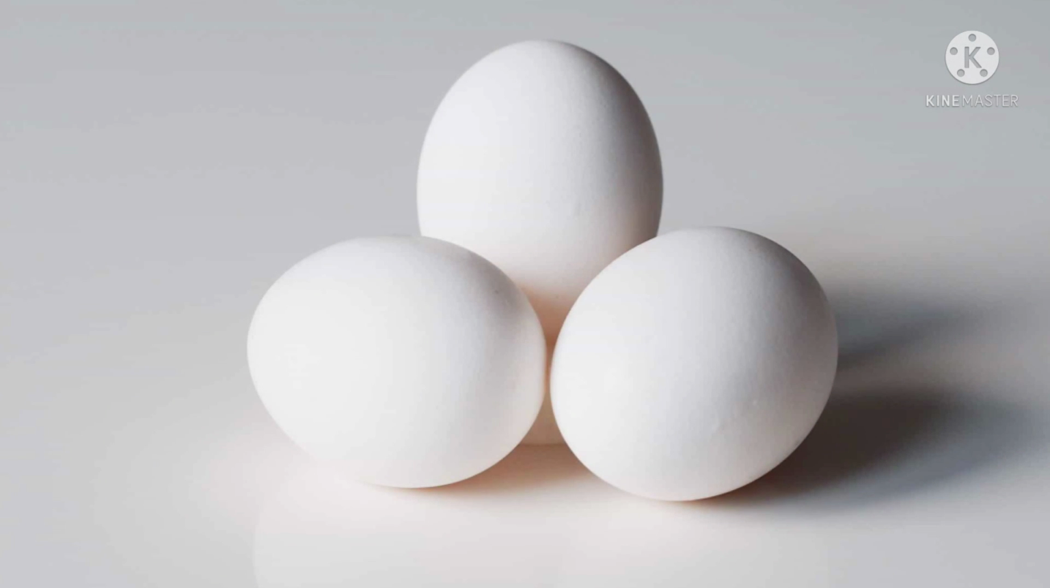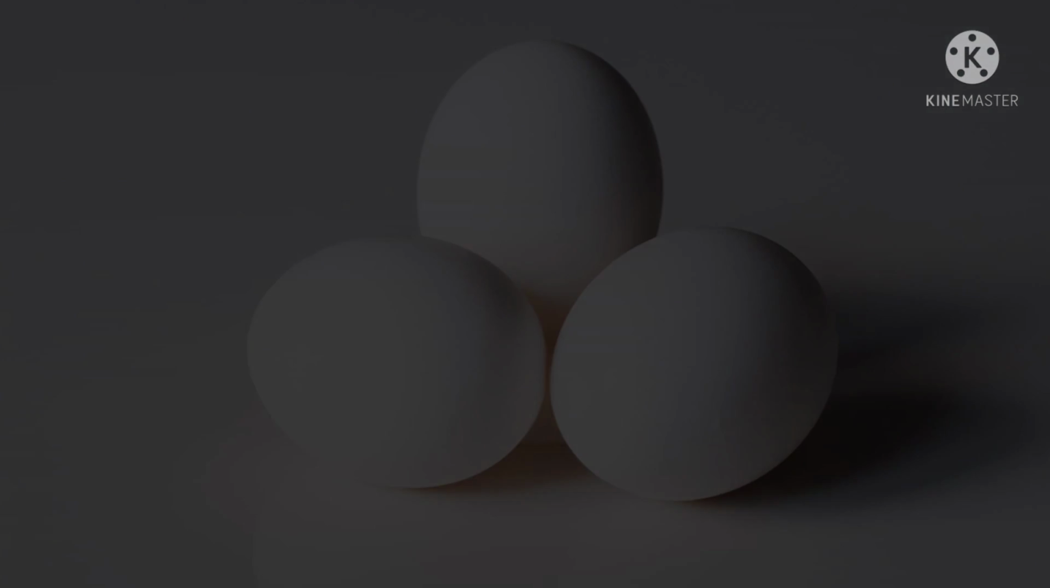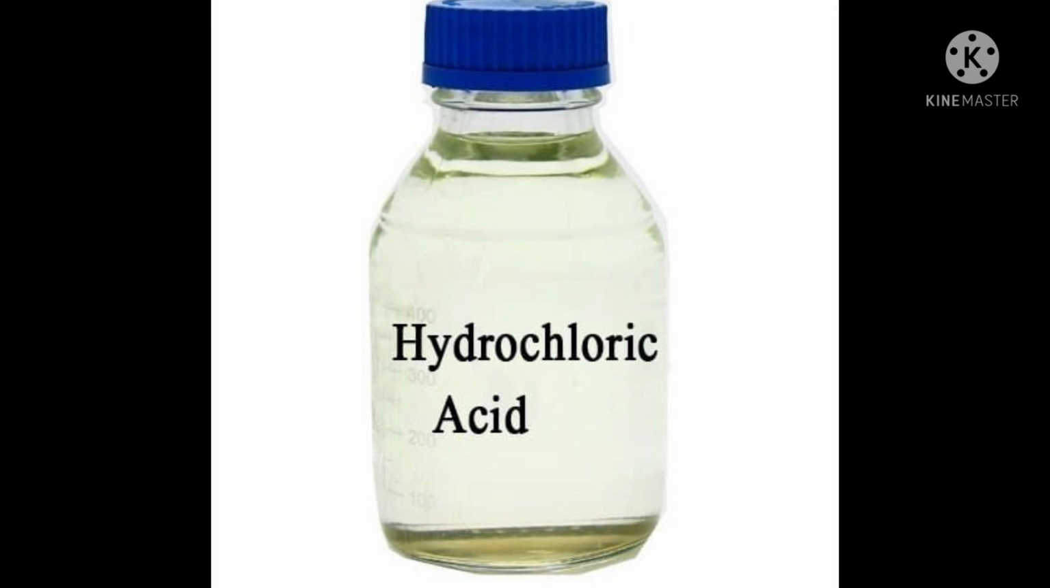Preparing a semi-permeable membrane. Take some raw eggs. Keep the raw egg in dilute HCl for 4 to 5 hours. The shell, which is made up of calcium carbonate, is dissolved.